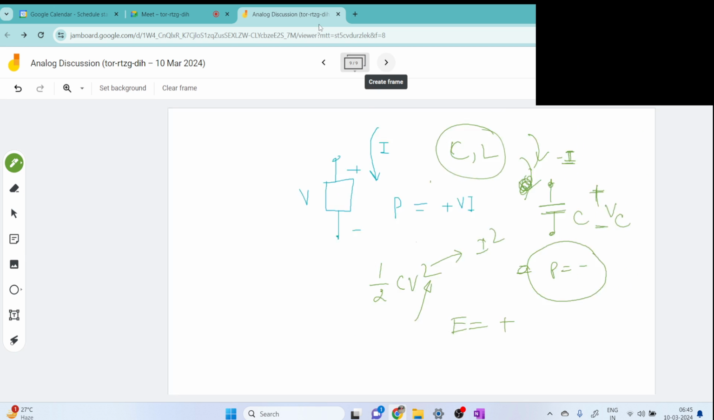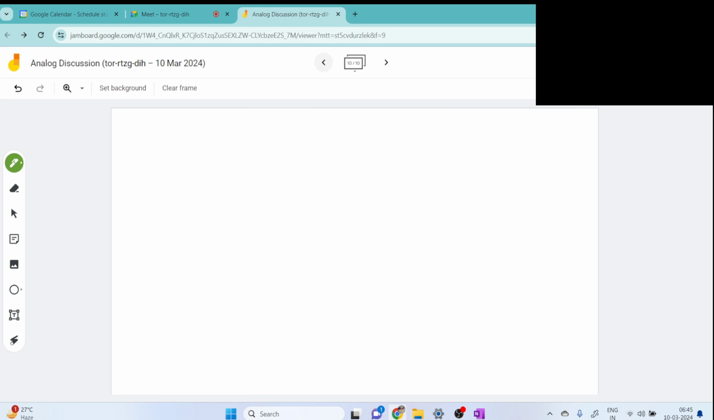Now go to the important thing. What are the properties of a capacitor? Actually, we are talking about the ideal case, not about the practical case.